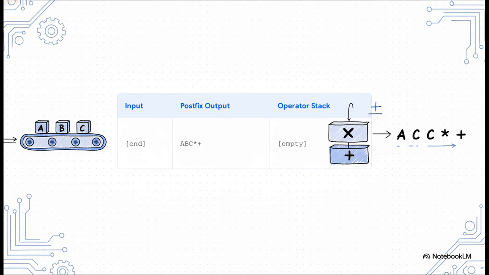And just like that, we've hit the end of our input. So what's left to do? We just empty the stack. And remember, it's last in, first out. So that star we put on last comes off first, followed by the plus. And there it is, ABC star plus. We've done it. We've successfully translated our math into the computer's secret language.